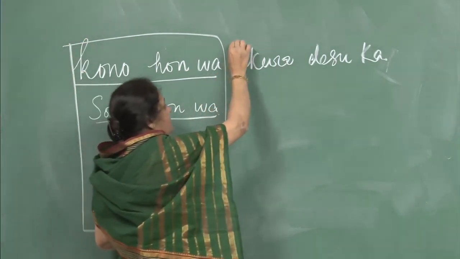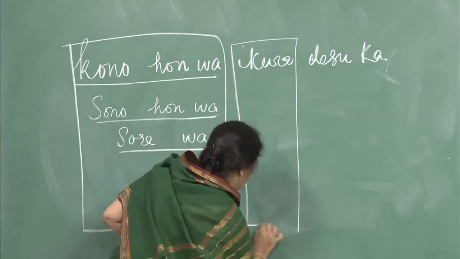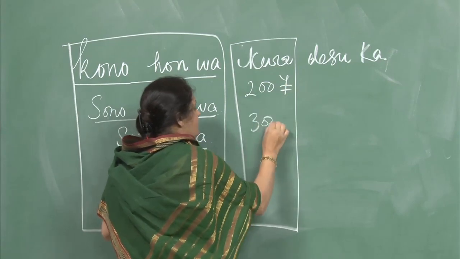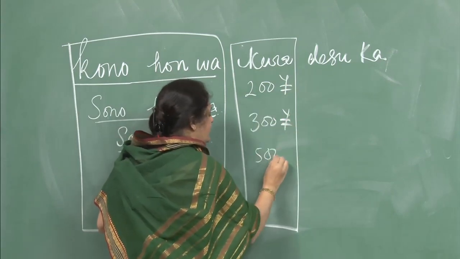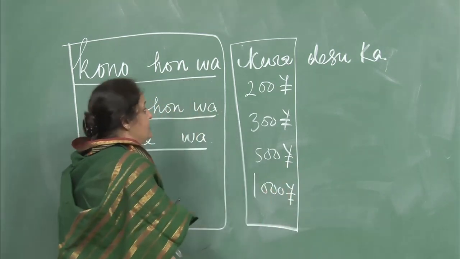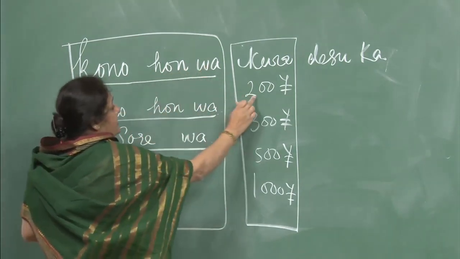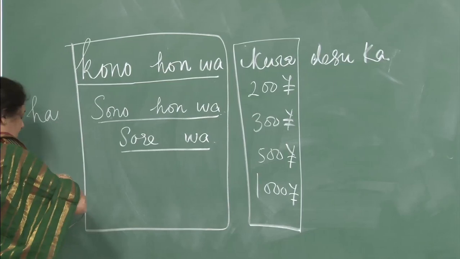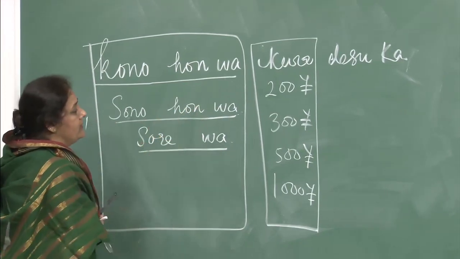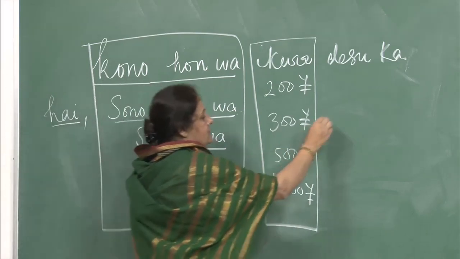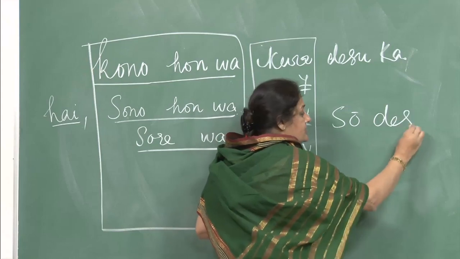and also instead of ikura over here, you can put price 200 yen desu, 300 yen desu, 500 yen desu, 1000 yen desu. Isn't it? And you can ask, kono hon wa 200 yen desu ka? So the answer could be, hai, sono hon wa 200 yen desu. Hai, so desu. Short answer, you have done.